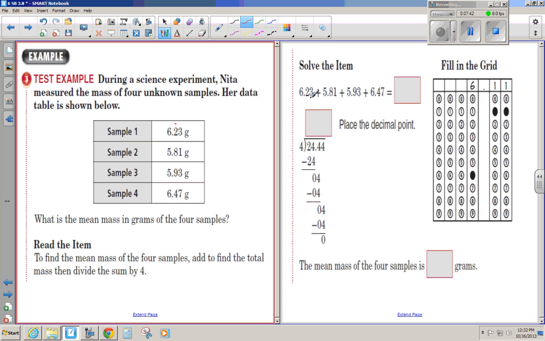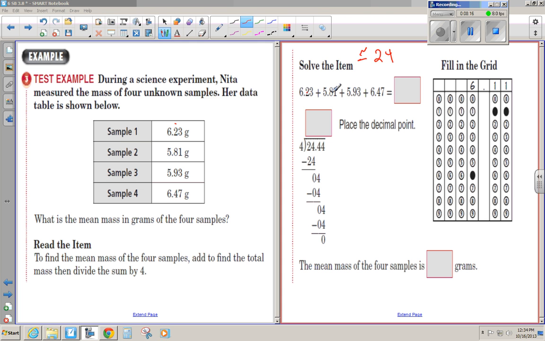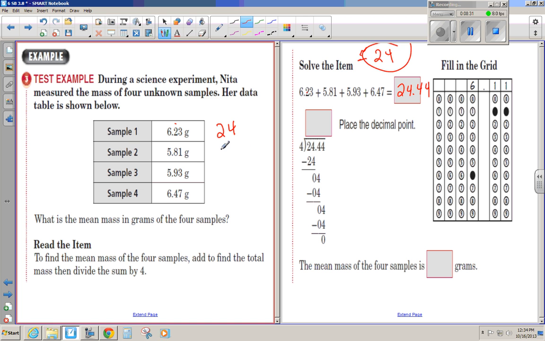So adding all of these decimals, I'm going to do some estimating. I'm going to say that's about 6 plus 6 plus 6 plus 6. They're all close to 6. So by clustering them around 6, I can say that the total is approximately 24. If you actually add these together, you would get 24.44, which is close to our estimation. Now we have to take our estimate of 24 and divide by 4. Our mean should be close to 6.